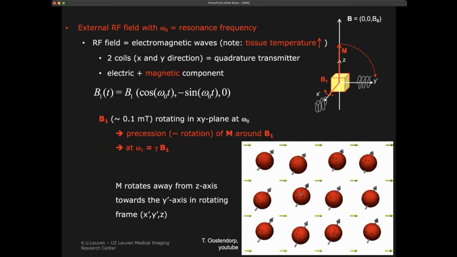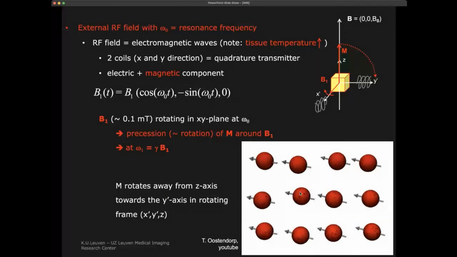Now, I told you that using external energy in the form of radio frequency waves, we can start flipping individual atoms within this block of tissue. That means that more and more of these atoms are going to go in the other direction, and so we can actually change the direction of this overall magnetic field. That's illustrated here. So that's the first basic principle of MRI.